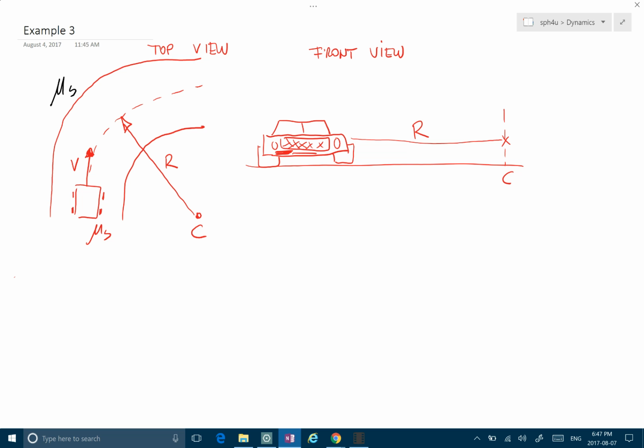Let's solve an example of a question with uniform circular motion. This is a typical example of a car negotiating a curve. What is given to us is a car with mass M, and of course, gravity. It's negotiating a curve with a radius R, and there is a coefficient of static friction given between the tires and the asphalt on extreme weather, such as a rainy day.